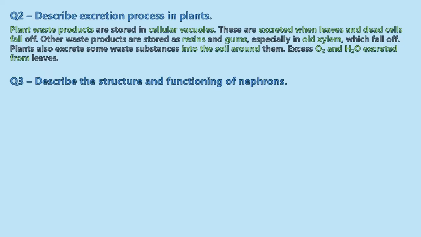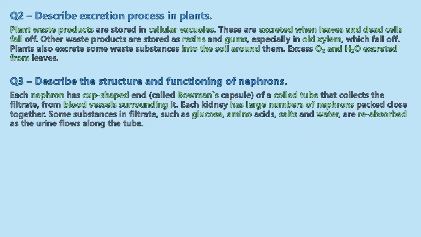Describe the structure and functioning of nephrons. Each nephron has a cup-shaped end called Bowman's capsule and a coiled tube that collects the filtrate from the blood vessels surrounding it. When blood flows into the blood vessels surrounding it, the unwanted materials are absorbed by this nephron, which is urea and uric acid and all the unwanted materials.